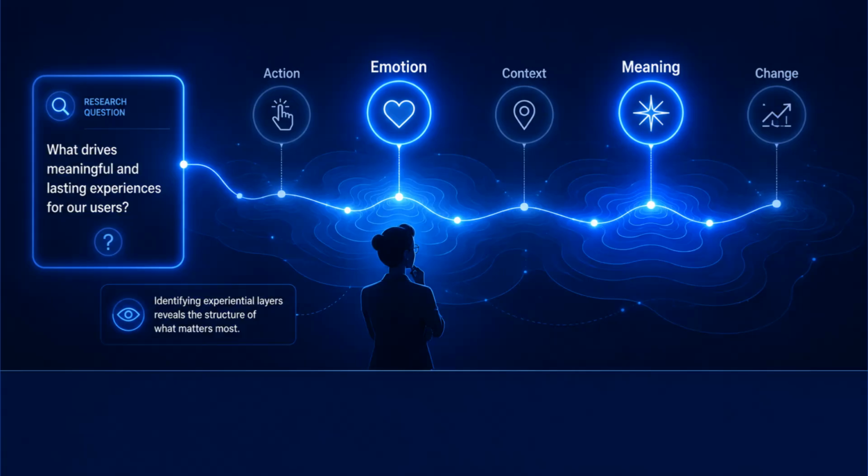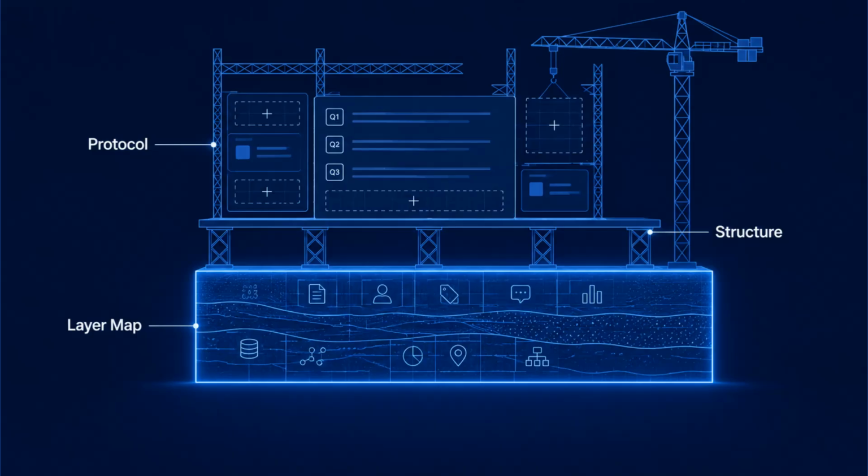When you can identify the experiential layers inside your research question, you are no longer guessing what to ask about. You can see the parts of the experience that matter most. At the end of this step, you should be able to say, these are the layers of human experience my research question needs to understand. You are not writing the protocol yet. You are learning what the protocol must be built to hold.